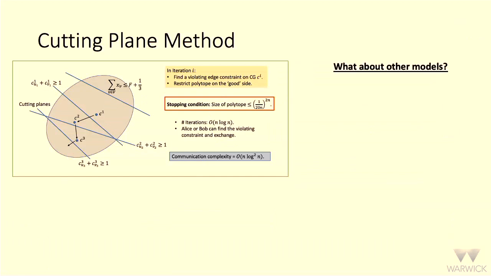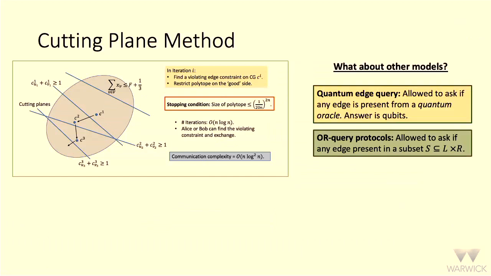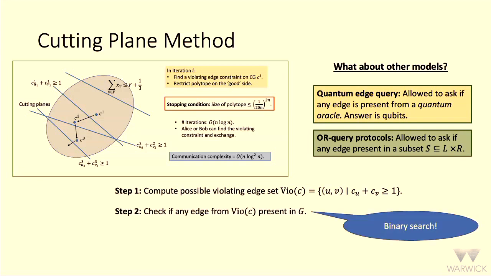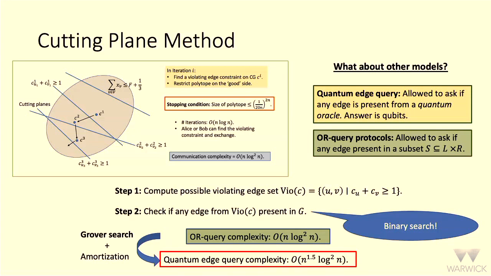Okay, so that's for communication. Now, what about cut query? That's why we started, right? It can be shown that this communication protocol is good enough to give you many other query protocols. One of them is quantum edge query, where we can improve the runtime to n to the power 1.5 from n squared.